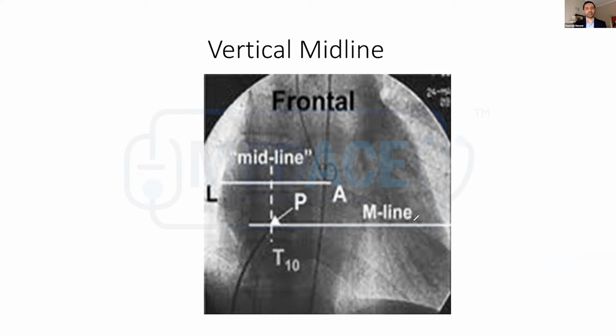Okay. So this horizontal M line is transecting the vertical midline. This horizontal M line was taken in RA view, and the vertical midline is what we normally bring down in AP view. So in relation to this T10 vertebra, we have marked the point of transection of the horizontal M line and vertical midline as the puncture P point.